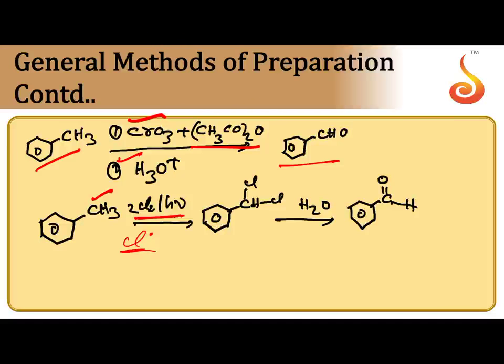Benzal chloride is obtained. On hydrolysis, what happens? 2 chlorines are replaced with 2 OH groups. Gem diol is obtained. We know gem diol is unstable. From these 2 OH groups, H2O is eliminated. Finally, the product obtained is nothing but benzaldehyde.